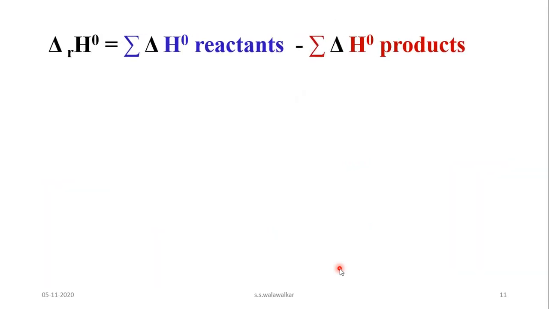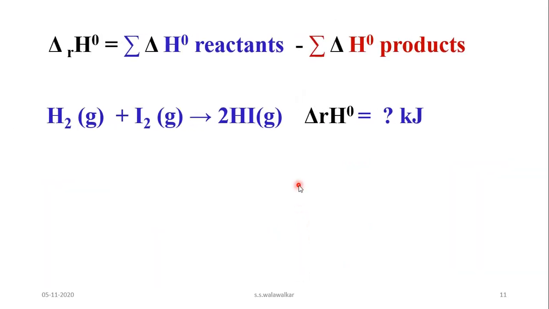That is, see here, for example, this reaction. 1 mole of hydrogen in a gaseous state combines with 1 mole of iodine in a gaseous state and produces 2 moles of HI in a gaseous state. And during this, whatever amount of heat is required, that we have to calculate. The standard enthalpy of reaction we have to calculate. We can calculate the standard enthalpy of reaction using this formula. Now here reactants are hydrogen and iodine, and product is HI.